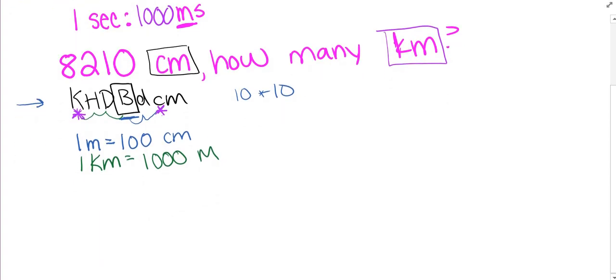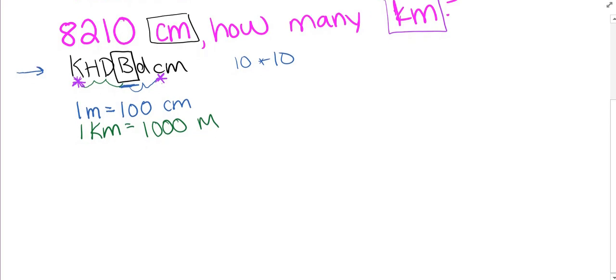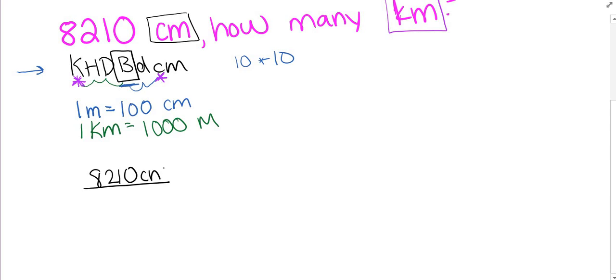Now we have our equalities made, and so now we're going to actually start the problem. We always start with our given. So I'm going to take our 8,210 centimeters. I'm going to put that over 1 just to turn that into a fraction. That 1 you do not have to put. Again, I'm just putting it to keep things neat.